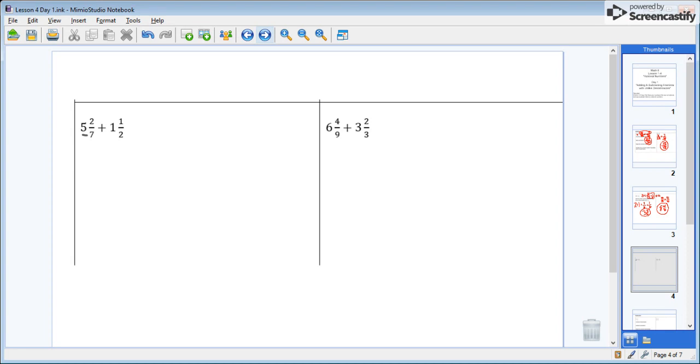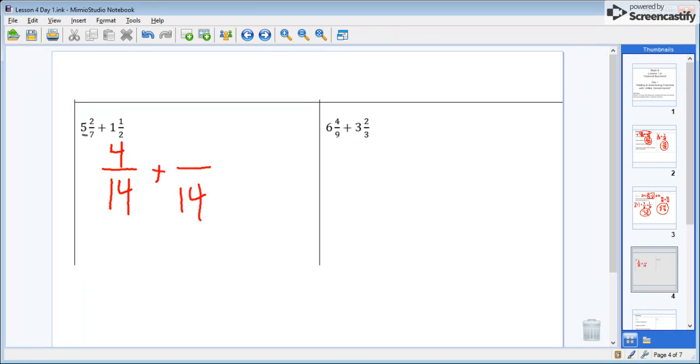So now that you've finished the problems, we're going to look at 2/7 and 1/2. Our common denominator would be 14. So 7 times 2 is 14. Also multiply the numerator of 2 times 2, which gives you 4.